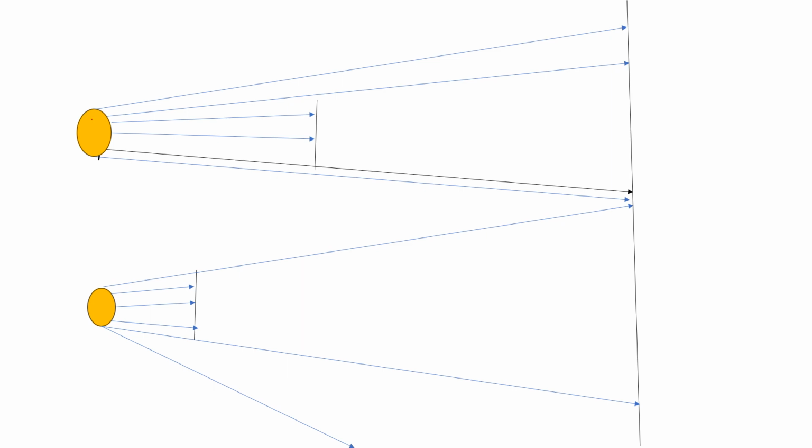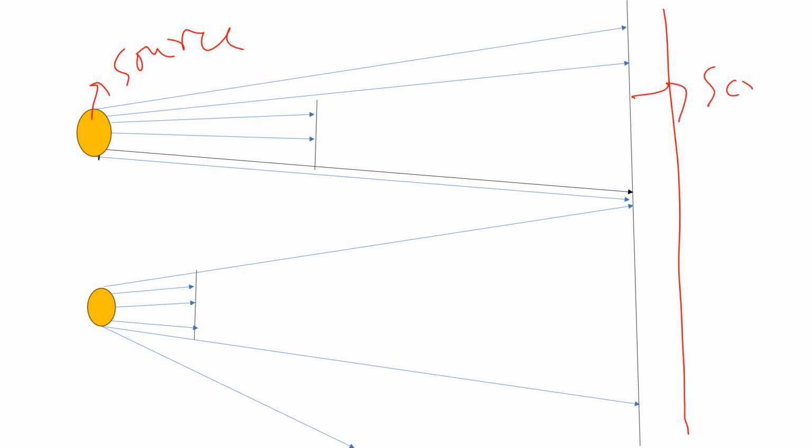This is the source of light. This is the screen on which the shadow is formed. This is the object. Okay, so draw a line from the source to the screen, touching the edges of the object.